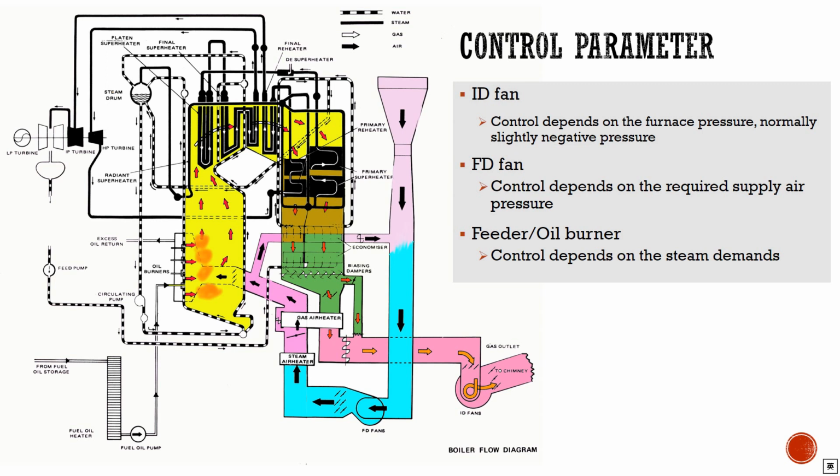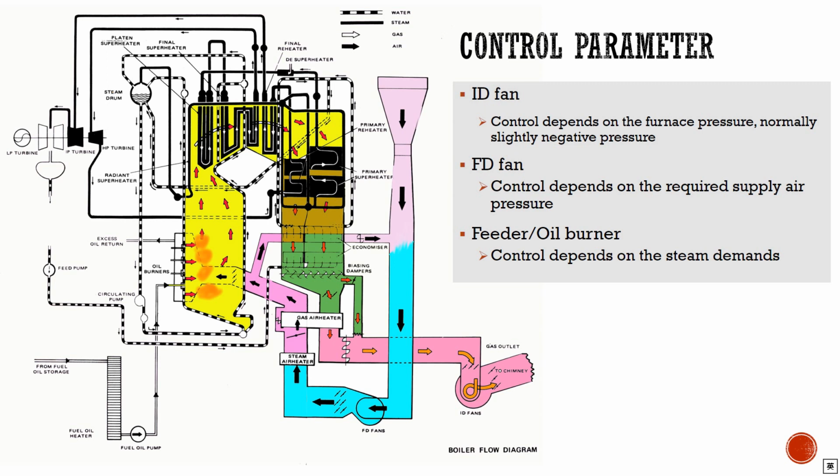From the left hand side, we show the fuel, and from the bottom, we show the FD fan taking the atmosphere air and combining it and burning it in the furnace where the combustion takes place. So the flue gas, which is the product, will go through the air heater and also through the ID fan and be emitted in the chimney.